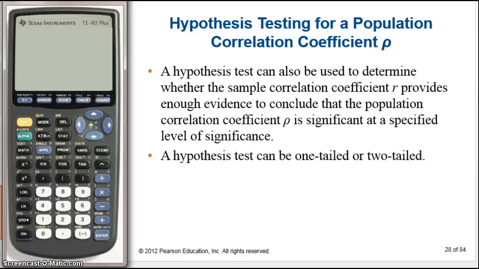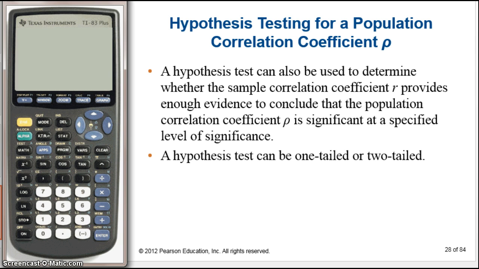Last class we worked on how to create a scatter plot to show the relationship between two numerical variables, and we also calculated the sample correlation between those two variables, which we called R. In today's class, we're going to be talking about how to do a hypothesis test for a population correlation coefficient, which is called rho. It looks like the letter P, but it's a Greek letter.